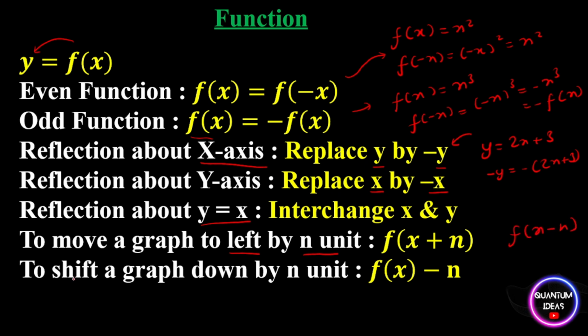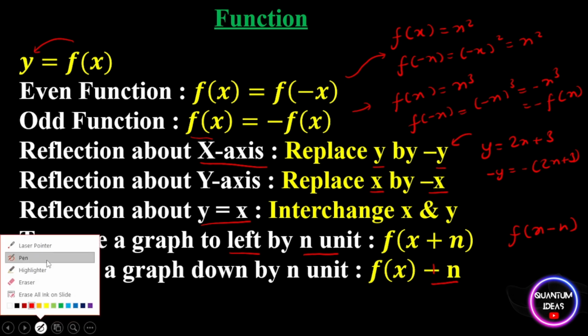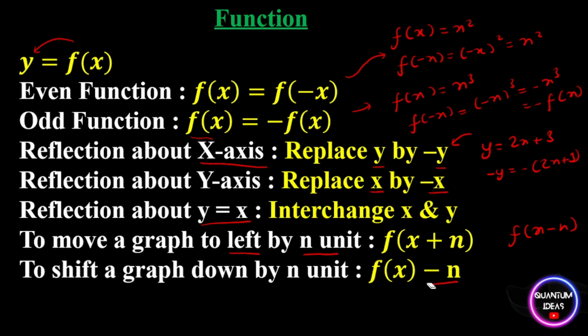Okay, to shift a graph down by n units, we have to subtract that unit. If the question was saying shift up, then you have to add here. That will be no problem. So you got it right. Okay, let's move to the next one.